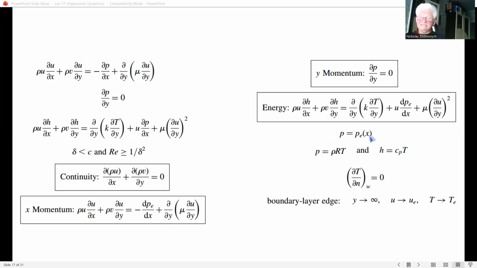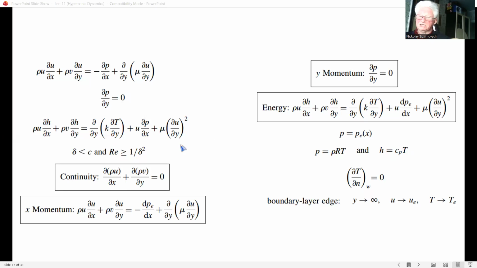So to complete the system, for a calorically perfect gas we may write p equals rho R T, and h equals c_p times T. Hence, all these equations, 1, 2, 3, 4, and 5, are five equations for five unknowns: u, v, rho, T, and h.